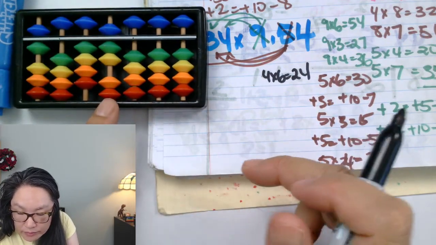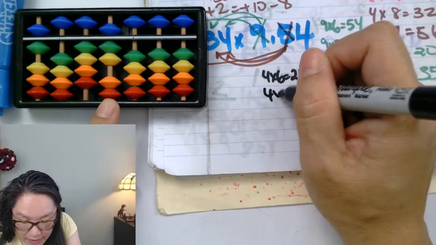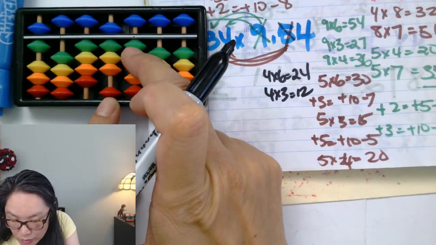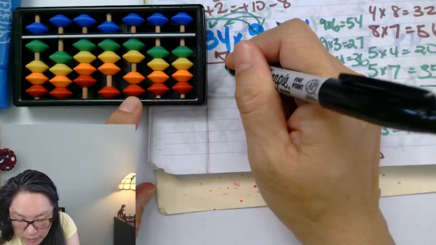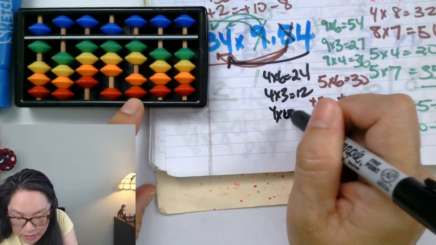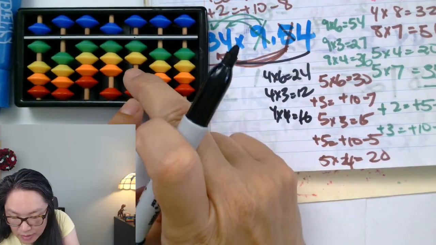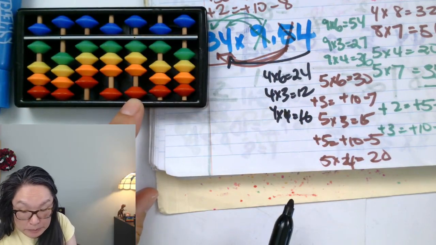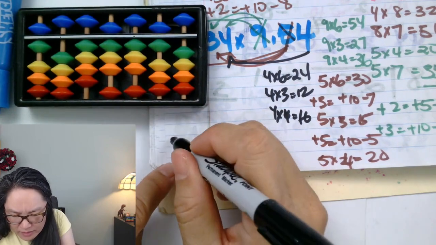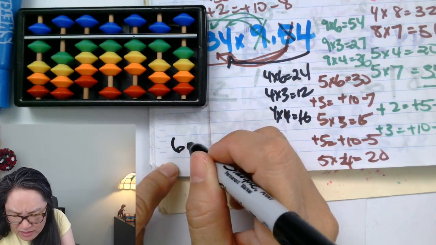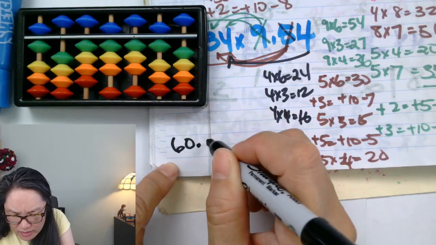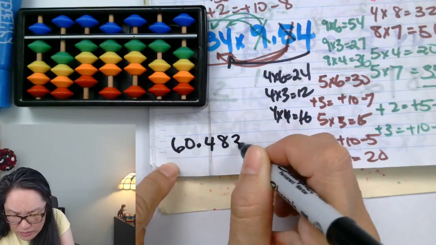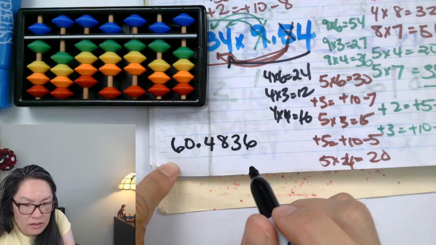Then what do I do? 4 times 3 is equal to 12. Plus 1 plus 2. 4 times 4 is equal to 16. Plus 1 plus 6. So my final answer is what? 6, 0, 0.4836.